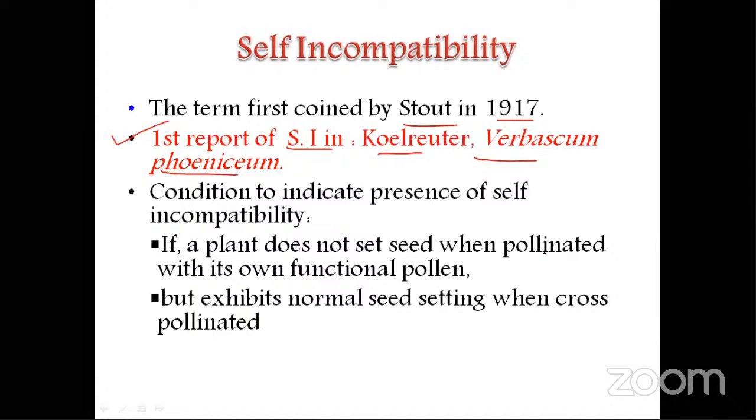What is the condition that will indicate self-incompatibility to be present? If there is a plant that does not set seed when pollinated with its own functional pollen. Functional pollen is there, but still the plant is not setting seed. In that condition, you can tell that self incompatibility is present. And the second condition is that the own pollen is not able to set seed, but it exhibits normal seed setting when cross pollination is done. So the flower is responding to other pollen but not its own pollen. That is a clear cut indication of self incompatibility.